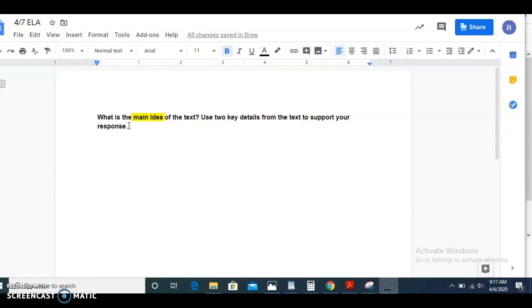What we are going to be doing today is reading a story and then doing this written response question right here. What is the main idea of the text? Use two key details from the text to support your response. I'm going to be modeling this for you today.